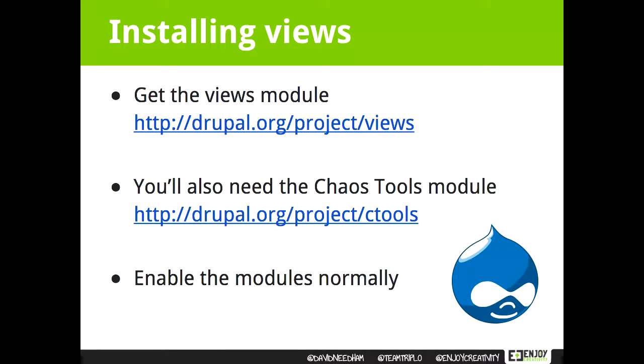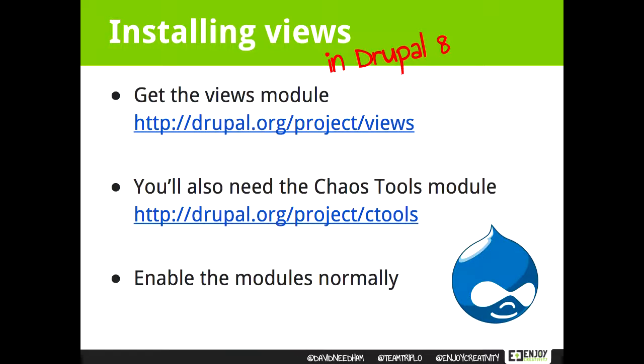So the first step, after we get it all set up, is to install views. In Drupal 7, this is what you'd have to do. You'd have to go out and grab the views module. You'd have to go grab the chaos tools module. You'd have to pull them in, install them. You might have to configure them a little bit to get them working, and then you're ready to go.